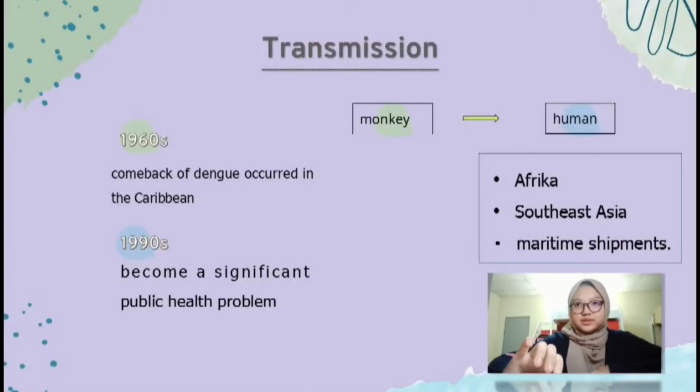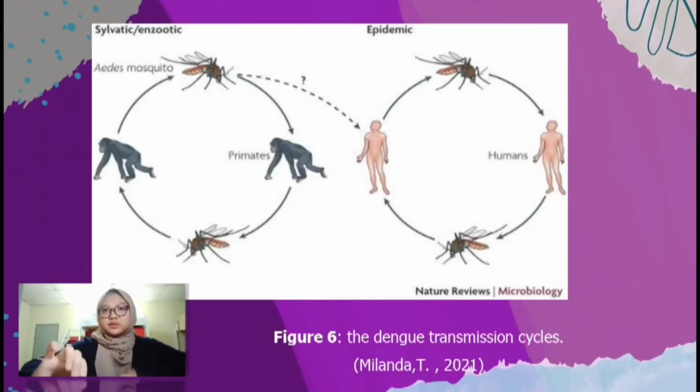Dengue virus actually originated in monkeys and slipped over into humans years ago. And the dengue virus spread throughout Southeast Asia via maritime shipment. Based on the figure, it shows the dengue transmission cycle. Dengue fever cannot be transmitted from human to human. However, there is only one cause of spreading dengue, which is through the mosquito bite.